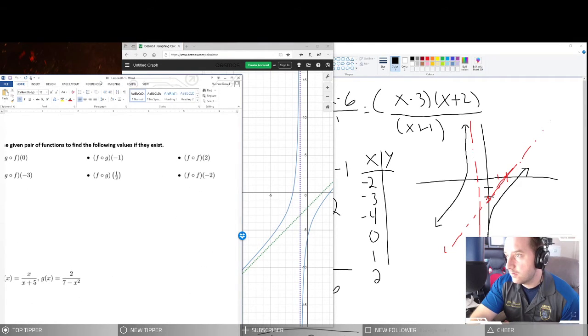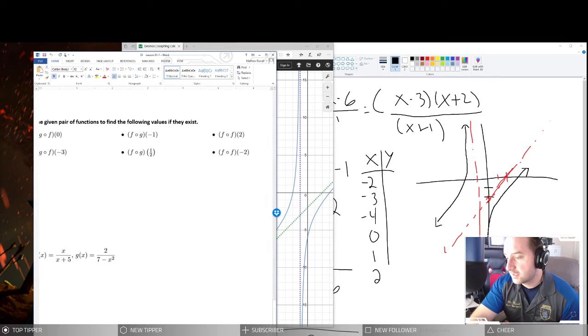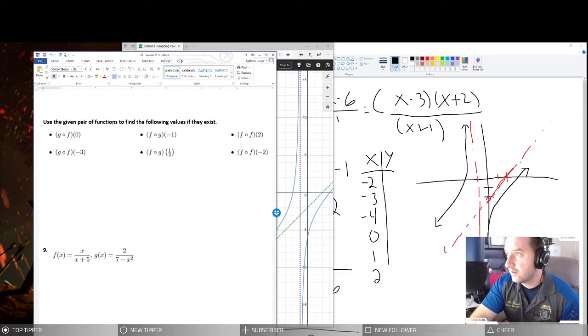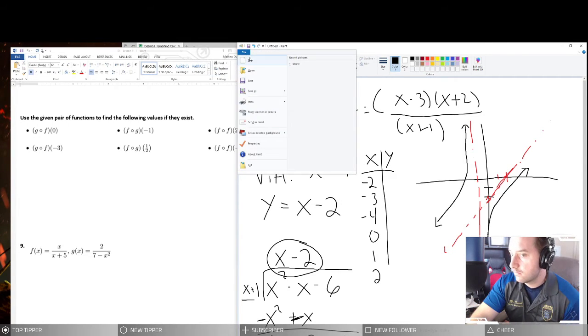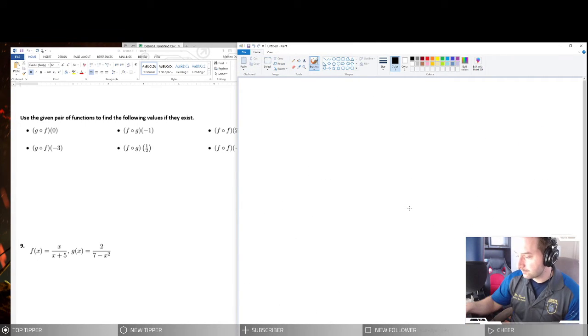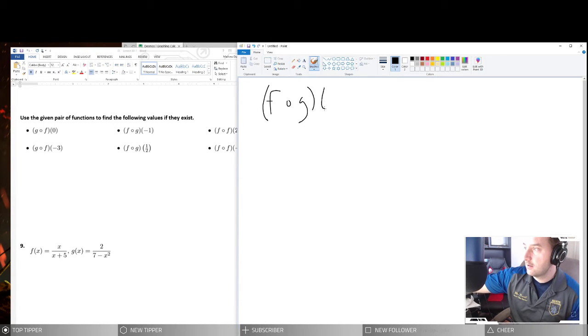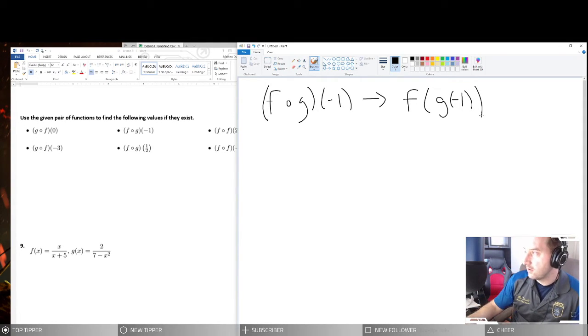Okay, what about... So this is kind of like what we've been working on in the past couple days, the composition of functions. So for example, on number 9, let's say if I wanted to do f of g of -1, remember the way that we visualize this is f of g of -1. So I need to take -1 and plug it into my g function.